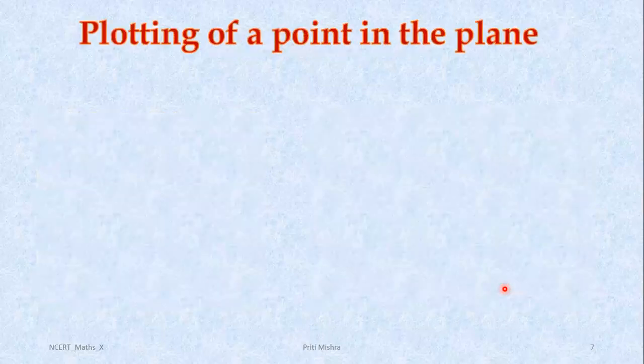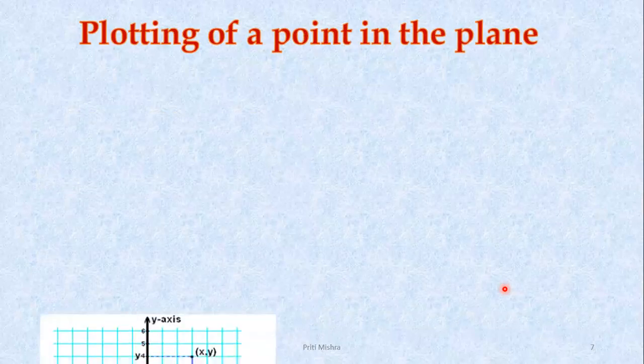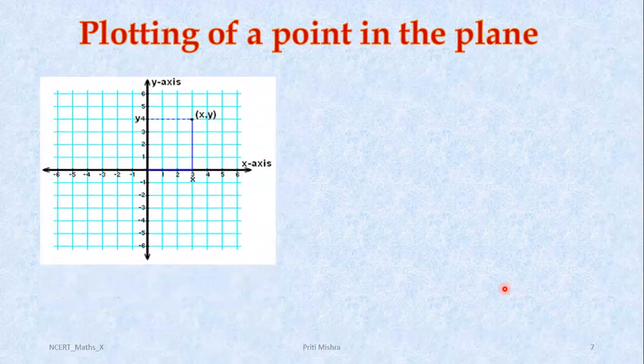Now let's find out how to plot a point in a plane. Here you can see I have shown you a plane having an x-axis and y-axis, and here we have a general point (x, y). As you know, in coordinate geometry, we denote a point in ordered pair form. Here x represents the x coordinate and y represents the y coordinate.